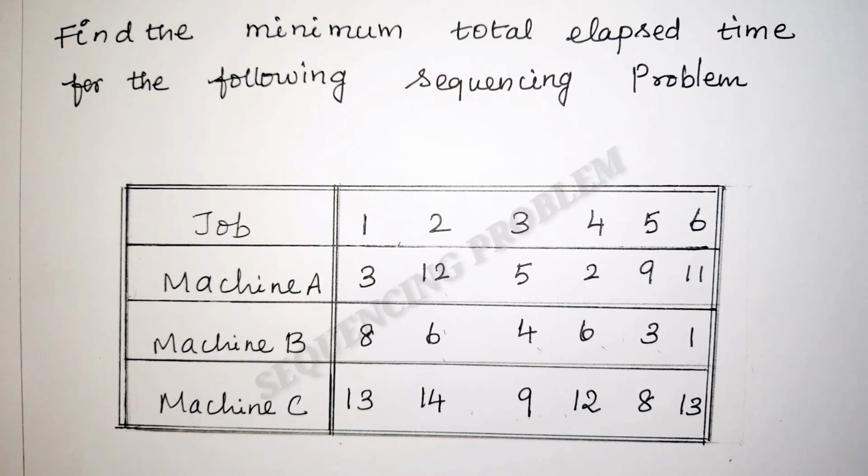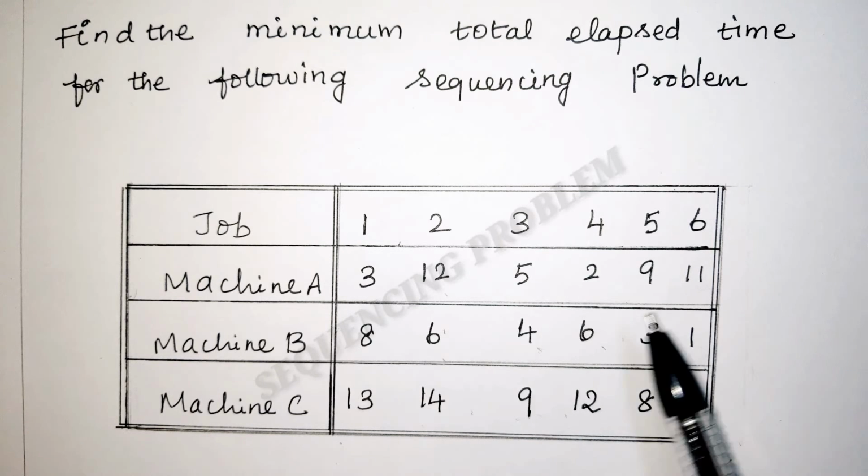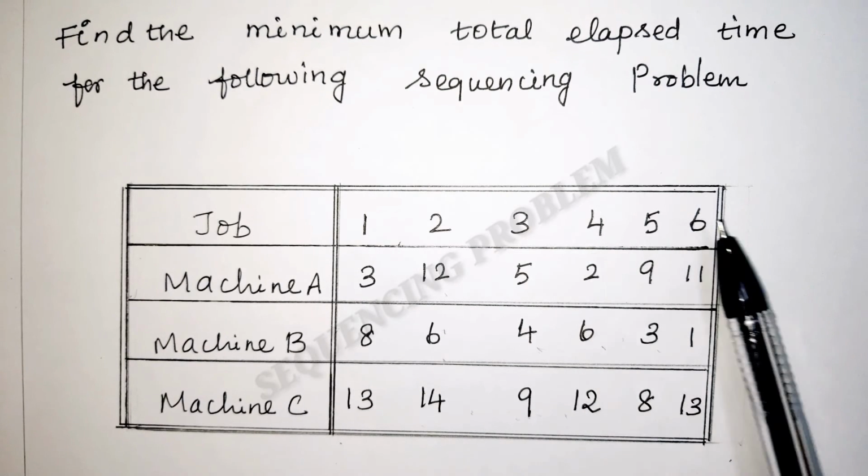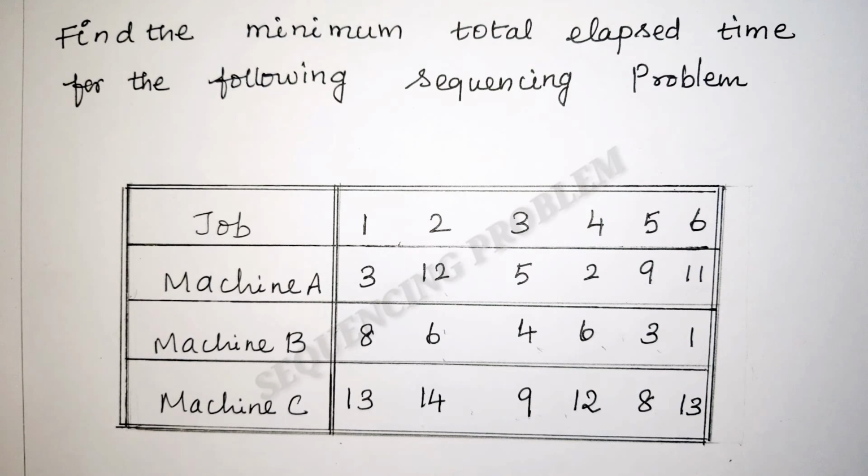Let us move on to the problem. Find the minimum total elapsed time for the following sequencing problem. Here, 6 jobs are given. The processing time of each machine for the corresponding job is given. We have to find the optimal sequence first, and then find the time in and time out for all the 3 machines, and then find the minimum total elapsed time to complete the jobs.